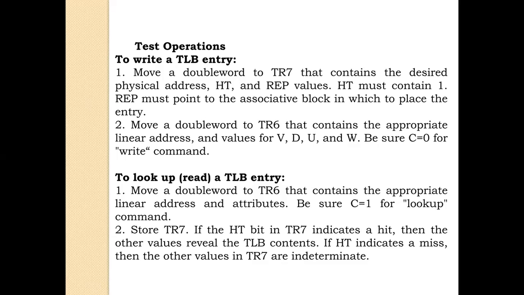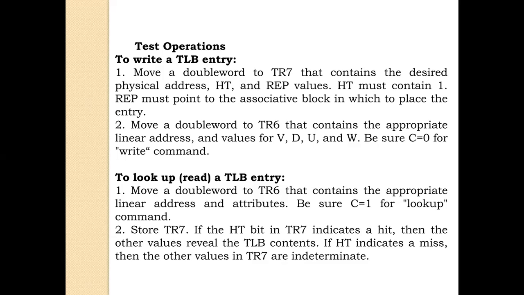To look up a TLB entry, move a double word to TR6 that contains the appropriate linear address and attributes. Be sure C is equal to 1 for a lookup command. Store TR7. If the ST bit in TR7 indicates a hit, then the other values reveal the TLB contents. If ST indicates a miss, then the other values in TR7 are indeterminate.